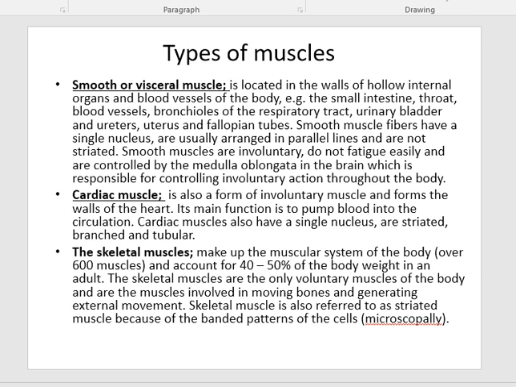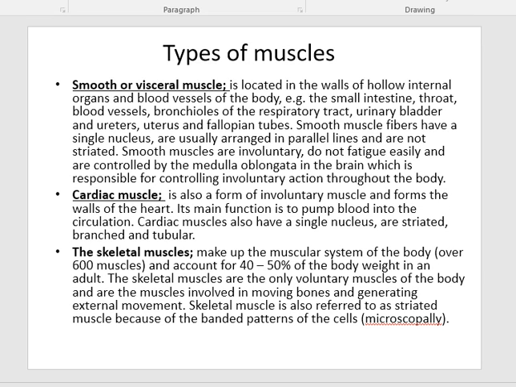Small intestine, the throat, blood vessels, arteries and veins, bronchioles, the respiratory tract, urinary bladder, ureters, uterus, fallopian tube. Smooth muscle fibers have single nucleus and are usually arranged in parallel lines and are not striated.